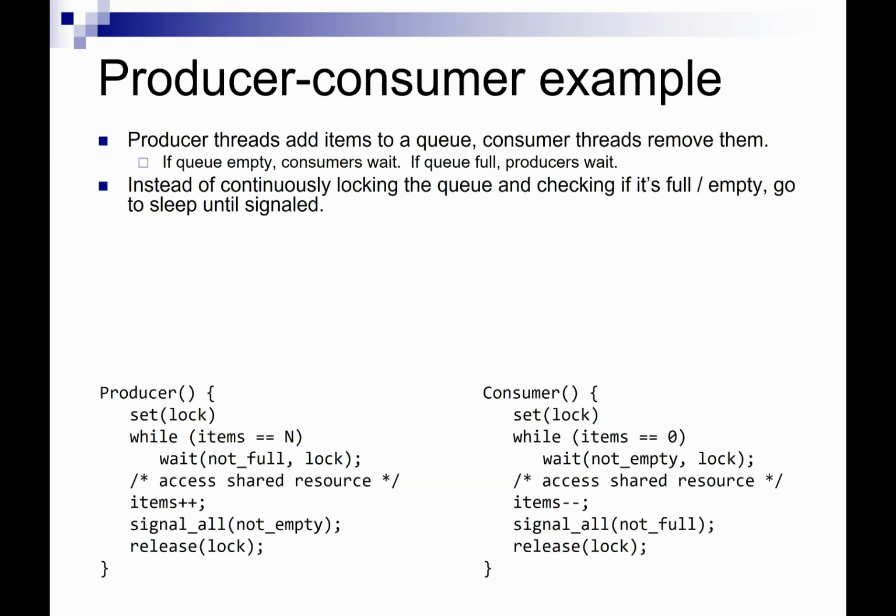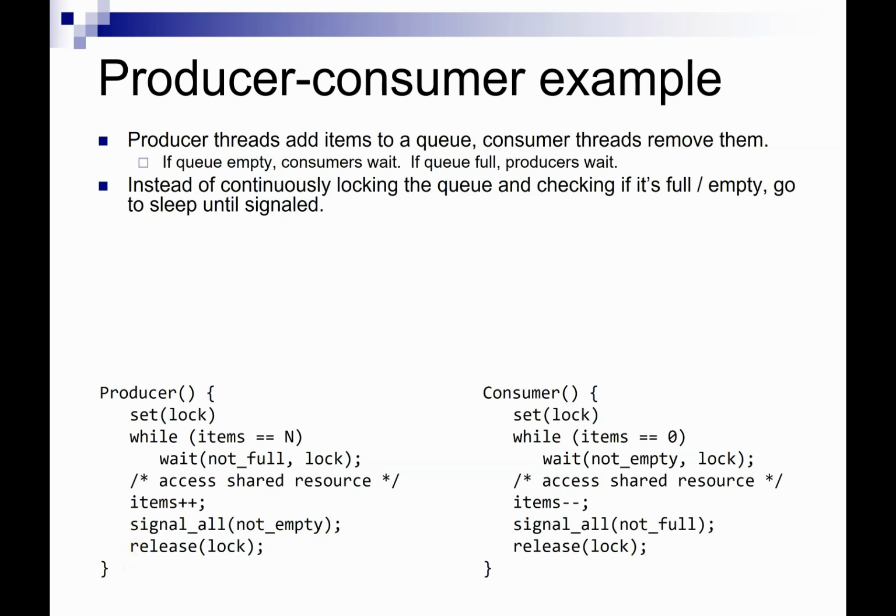Okay, if it's less than n, then the queue is not full. Then the producer can just increase the number of items, right? And then he's also going to send a signal to all the consumer threads that because he's put an item into the queue, this queue is not empty. He's going to signal all the consumers about this. And then after that he's done. So he's put his item in there, and then signaled all the consumers. So now he's done, and he can release the lock.